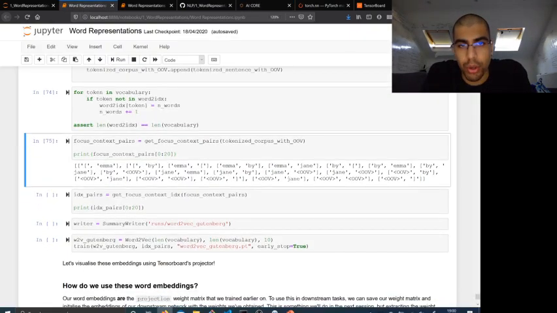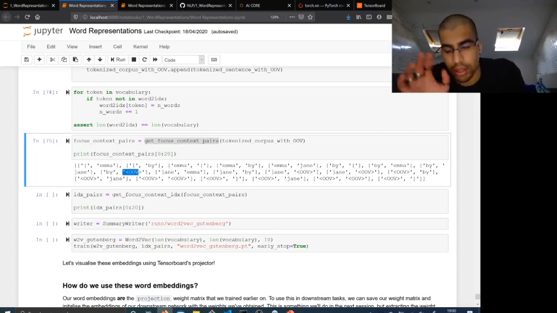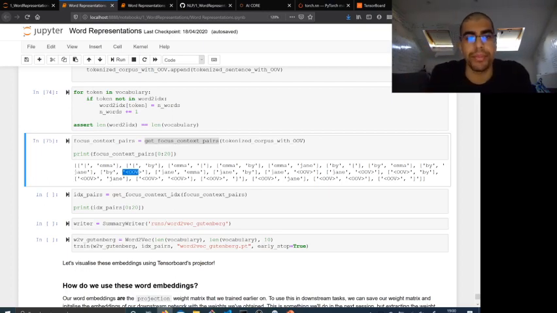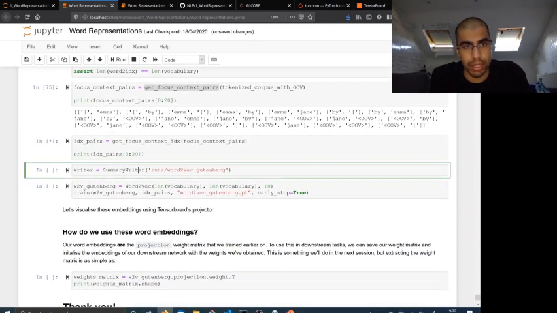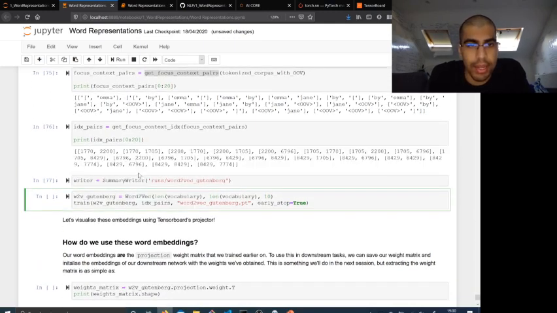Okay, so we have the focus context pairs, and we see that we have a lot of out-of-vocabulary tokens in the very first part of our corpus. Now we're going to get the index pairs. While that's running, we'll initialize the summary writer, and we will have our new Word2Vec model, with the length of this vocabulary as the input, the length of the vocabulary as the output, and again with 10 dimensions.